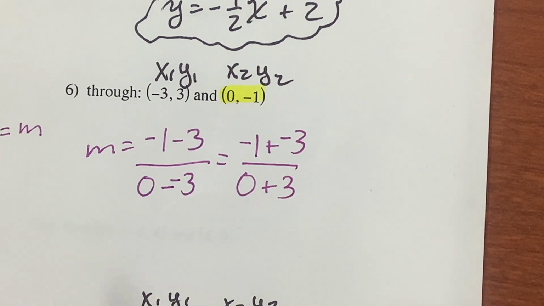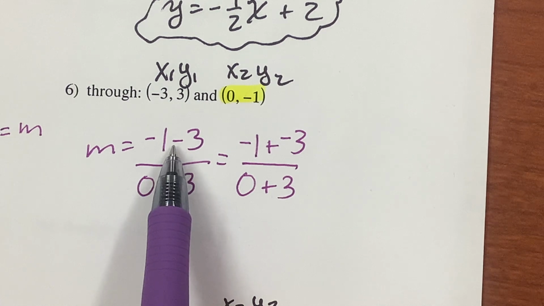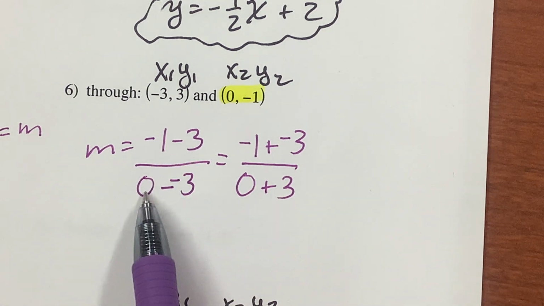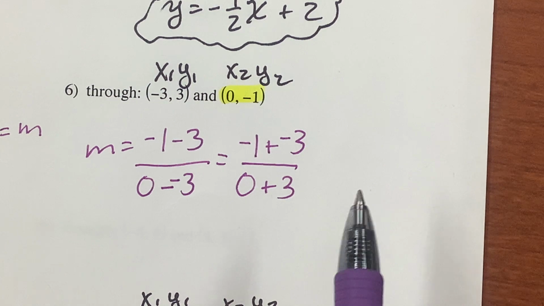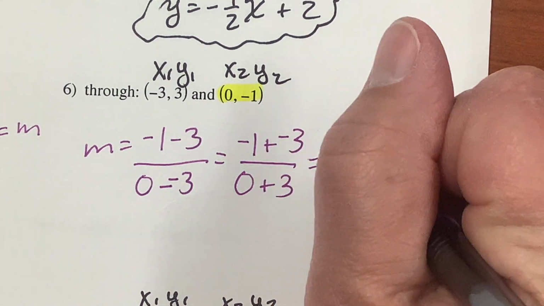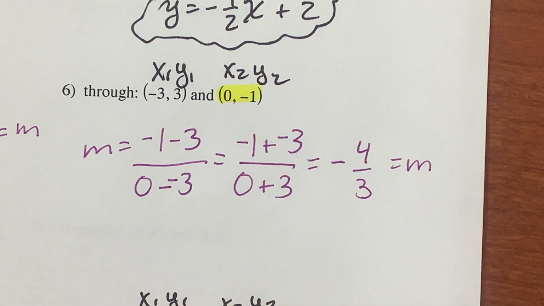So what am I doing? I'm adding the inverse. Keep the negative 1, change the minus to a plus, change the 3 to a negative 3. Keep the 0, change the minus to a plus, and change the sign of the negative 3 to positive 3. Keep change. So you get negative 4 over 3 for the slope.